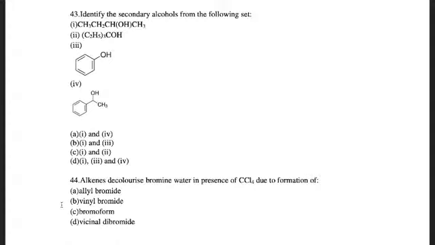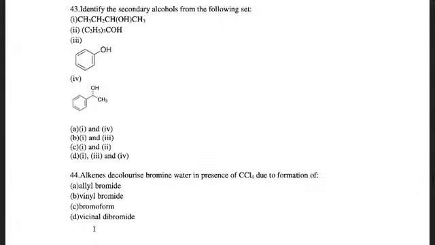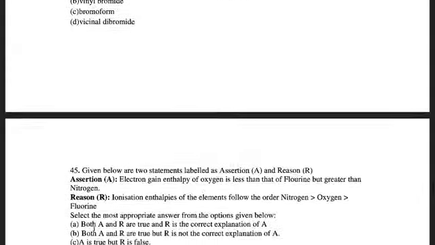CH2=CH2 plus Br2 gives rise to Br-CH2-CH2-Br. Correct. The answer is option D. Vicinal dibromide.